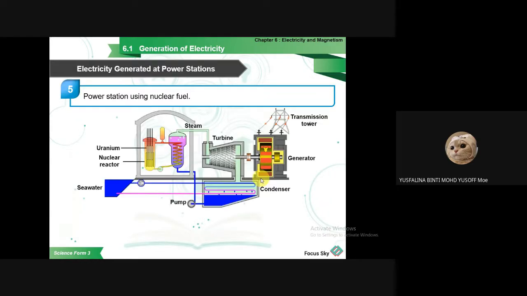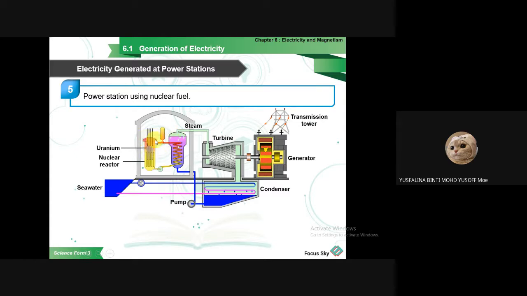I already explained. For this one, it is a power station using nuclear fuel, so we use uranium. The uranium reacts to produce nuclear energy. That nuclear energy we use to heat up the water, and the water will change to steam here.